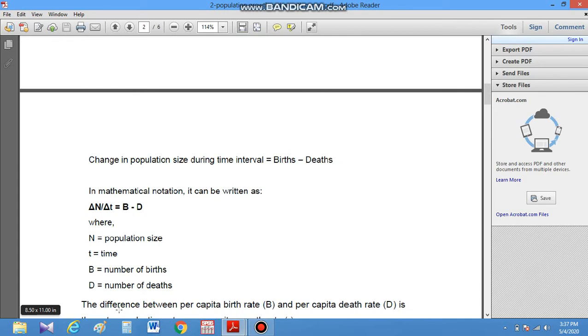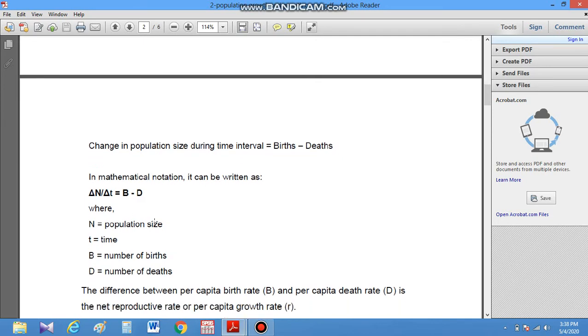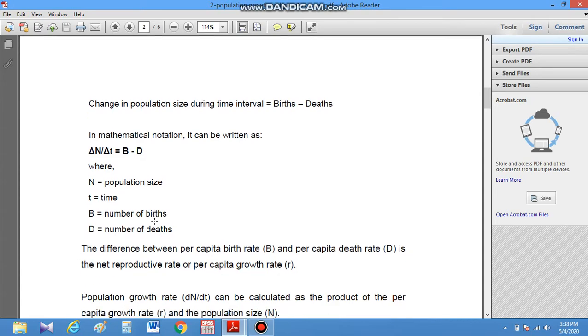When we study the change in population during a time interval, after a certain time some persons will be born and some will die, so during this interval the population size will change. It is represented by birth minus death. Mathematically, delta N upon delta t is equal to B minus D, where N is population size, t is time, B is the number of births, and D is the number of deaths.